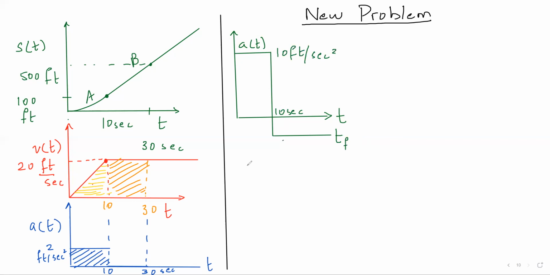Now the question says, find, make V versus T and S versus T plot for me. Also tell me the TF. Now I'm telling you, it goes until it stops. So the car doesn't start to reverse, okay? It goes as long as it just stops.